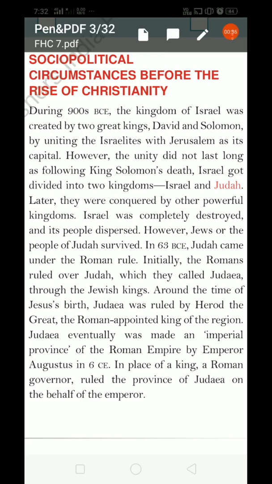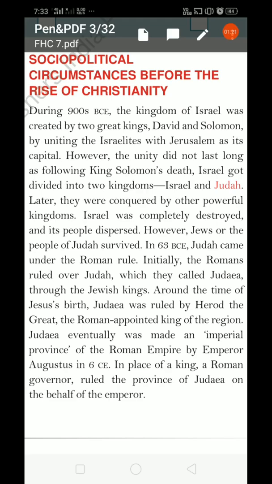In 63 BCE, Judah came under Roman rule when the Romans entered. Initially the Romans ruled over Judah, which they called Judea. Around the time of Jesus' birth, Judea was ruled by Herod the Great, the Roman appointed king of the region.